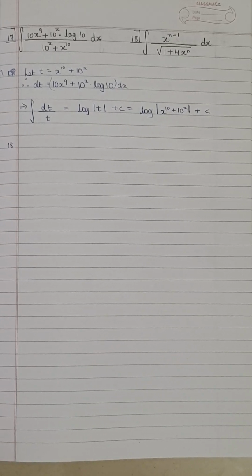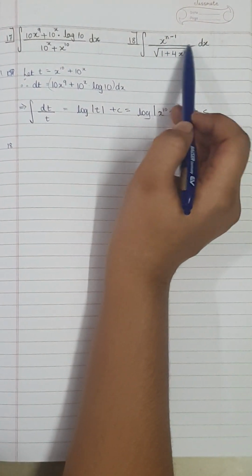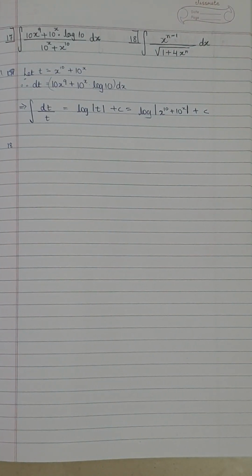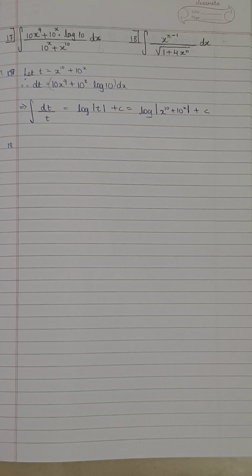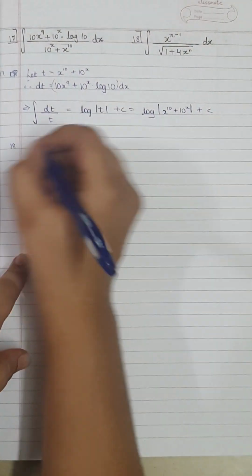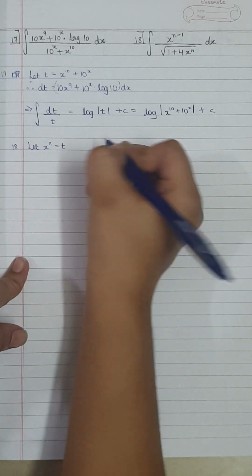Moving on to the 18th sub question. So in the 18th sub question here, you have x to the power n minus 1 upon under root 1 plus 4 x to the power n. Now, unlike the other ones where we directly had t, then found dt and substituted, in this question you have to take t as something which is not exactly in the numerator, and which is not going to make it easy directly, because after that the integration is going to be a bit complicated, but still in the forms that you already know. So what we'll do is let x to the power n equal to t.